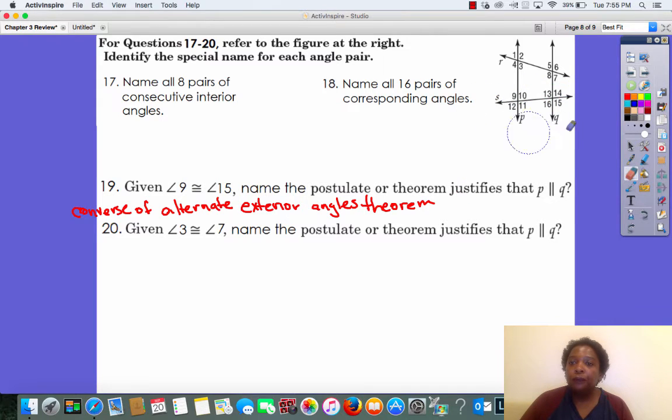Number 20, our last one. Given that angle 3, so let's find angle 3, and angle 7 are congruent. I want to isolate this, so here's the section I'm working with. Ignore everything below. My transversal, let's use green for our transversal this time. It's right here. These two red angles are on the same side of that transversal, but notice that they are in the same location. They're in matching spots. So these are corresponding angles.